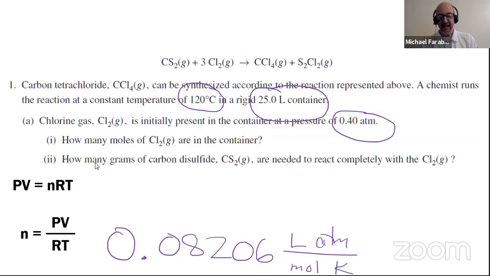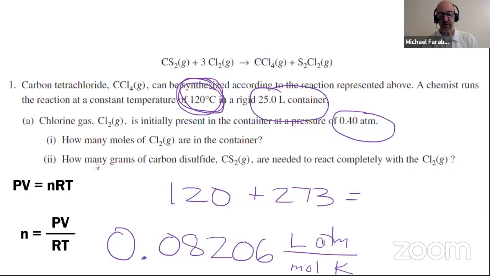Now, the fact that it's Kelvin, be careful that you don't forget this important step, and that is you cannot plug in 120 into your calculator and get the right answer. So 120 plus 273 is going to equal 393 Kelvin. So it's the Kelvin temperature that you should be using to solve for moles.